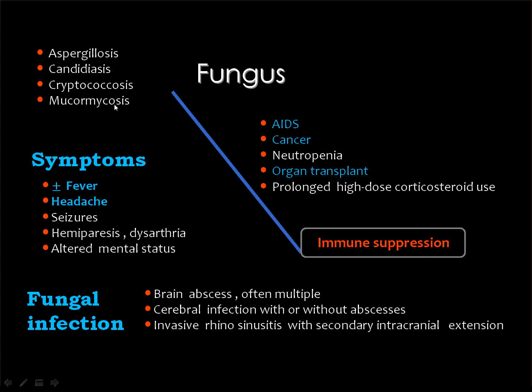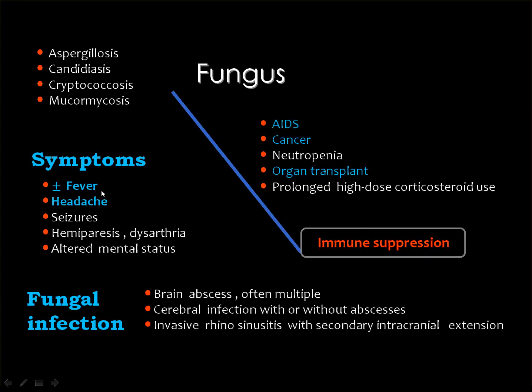Then we came to involvement of the CNS by fungi, and there are a lot of fungal organisms that can reach the brain. Fungus, of course, has an intimate relation to immunity and is relatively common in patients who are immune suppressed, like those with HIV, cancer, neutropenia, organ transplant, or prolonged corticosteroid use.